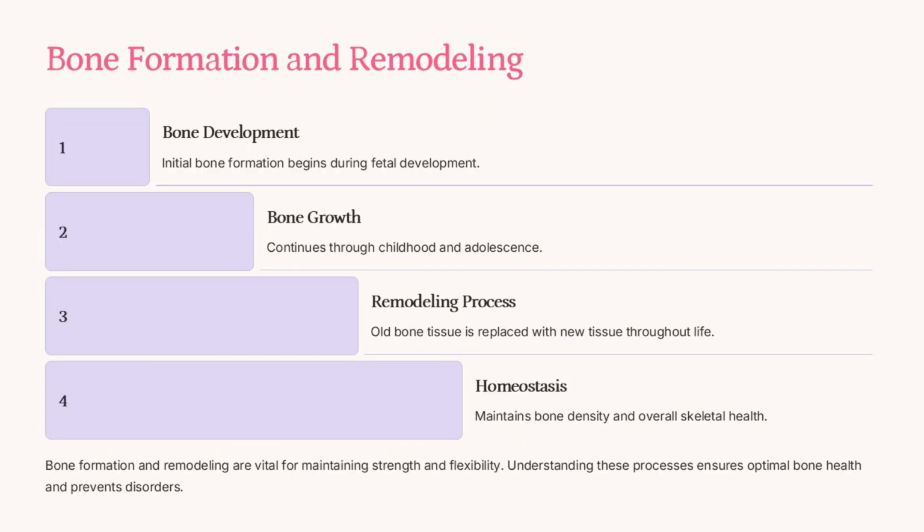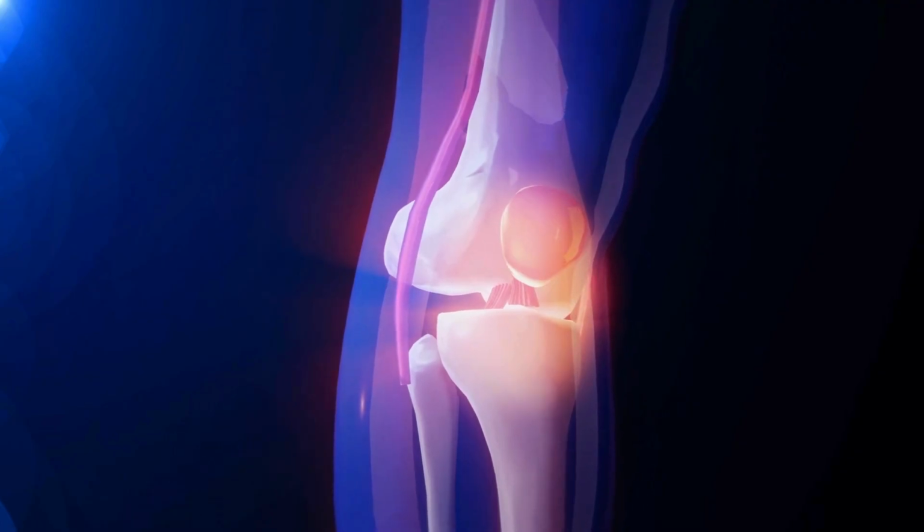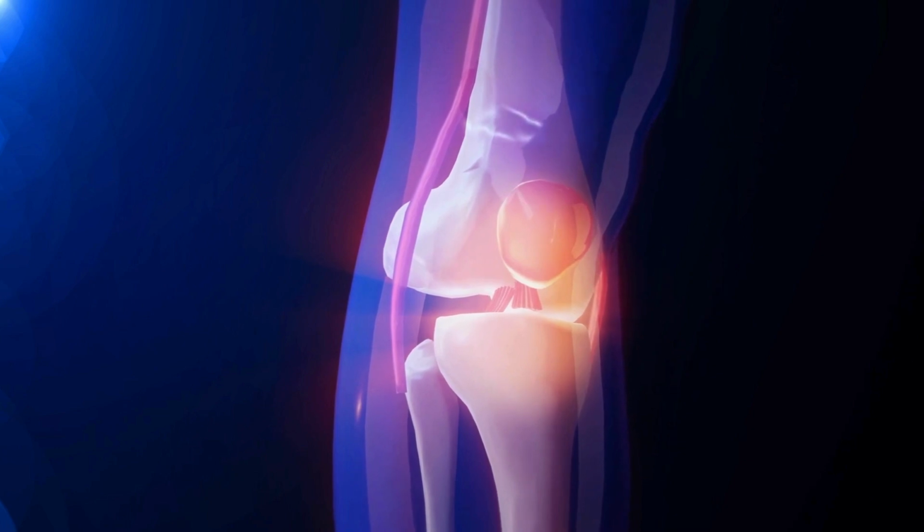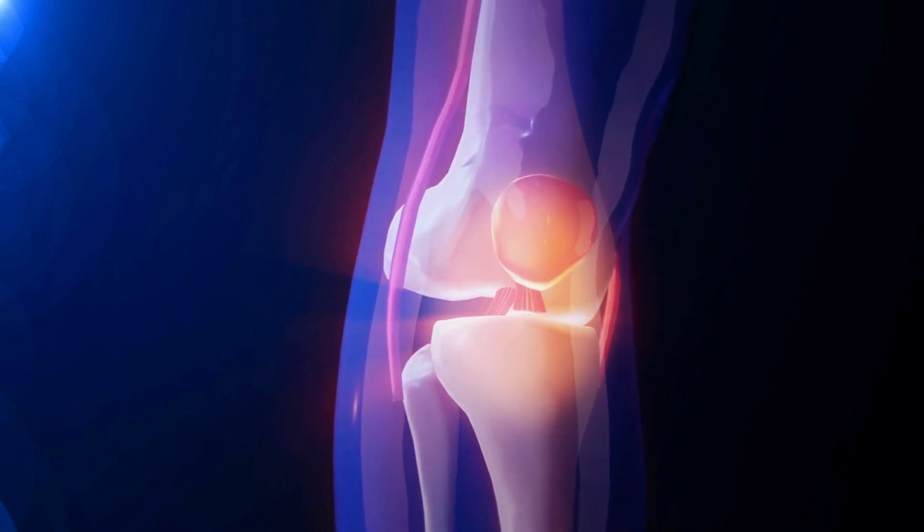Bone formation and remodeling are essential processes that occur throughout our lives. Bone development begins during fetal growth and continues into childhood and adolescence. The remodeling process replaces old bone tissue with new tissue, maintaining bone density and overall skeletal health. This homeostasis, or balance, is crucial for keeping our bones strong and flexible. Understanding these bone formation and remodeling processes is key to ensuring optimal bone health and preventing disorders.